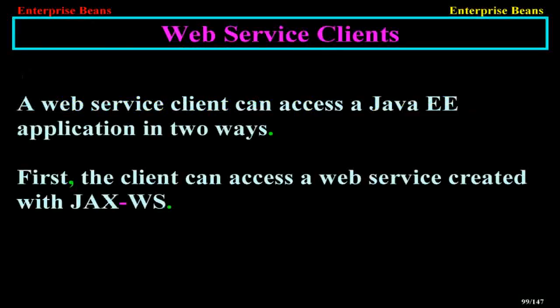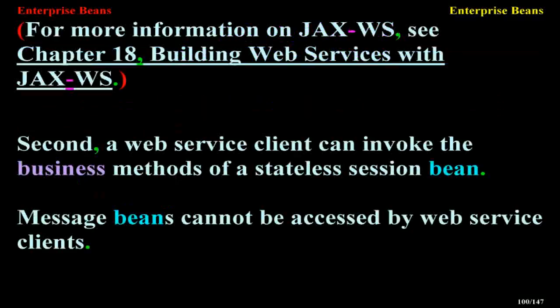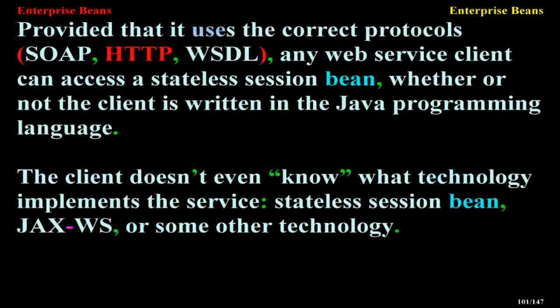Web service clients. A web service client can access a Java EE application in two ways. First, the client can access a web service created with JAX-WS. For more information on JAX-WS, see Chapter 18, Building Web Services with JAX-WS. Second, a web service client can invoke the business methods of a stateless session bean. Message beans cannot be accessed by web service clients, provided that it uses the correct protocols: SOAP, HTTP, WSDL.